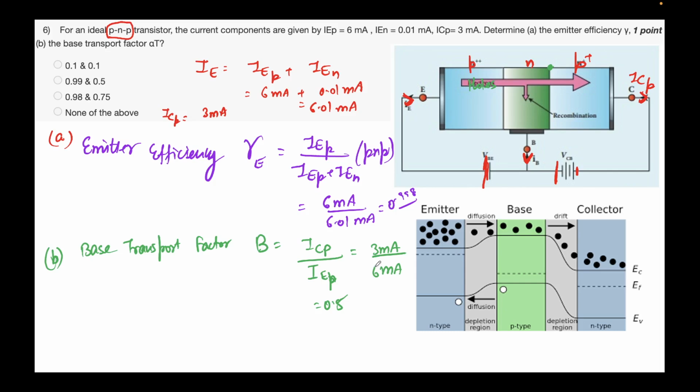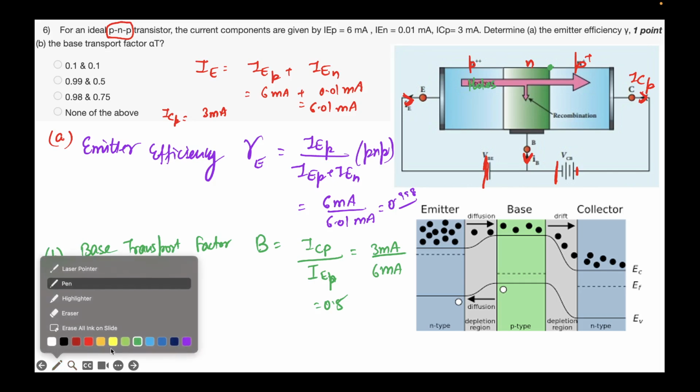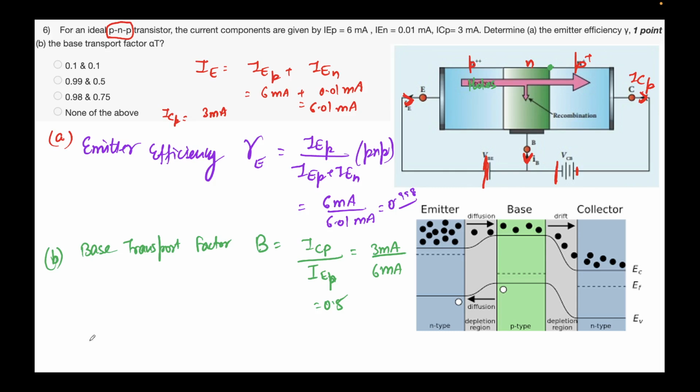Why is it happening? The solution would be to increase your base doping, or the neutral base width might be too large. We don't know the geometrical parameters or the doping parameters for this PNP device, but one thing is very clear: this is not a good device for amplification purposes. A huge amount of holes which reach across the depletion region of emitter to the base are not going to the collector. In fact, only 50% are able to travel across.